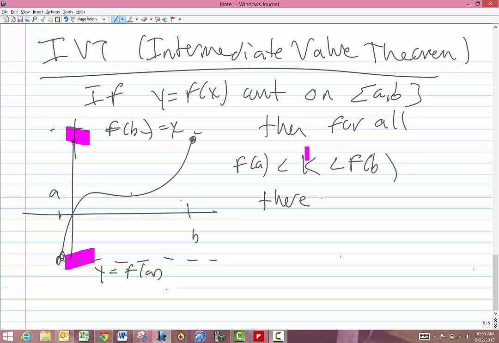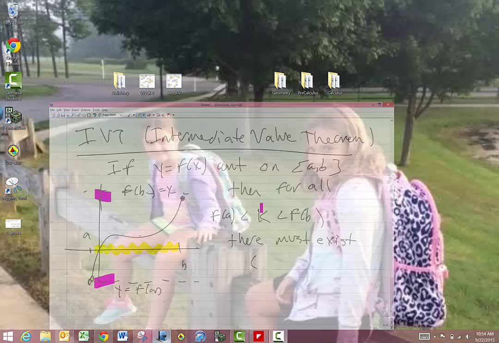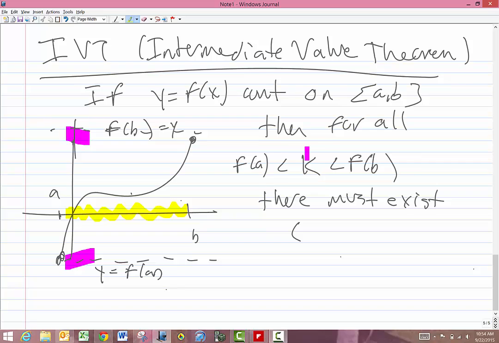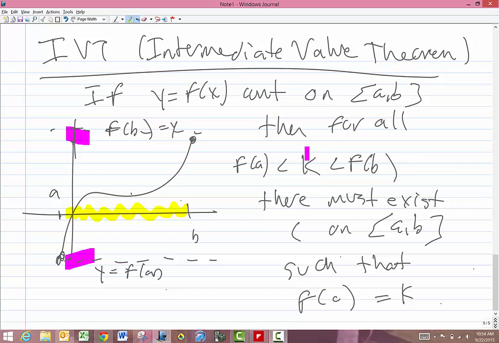So there exists some C, and C lives somewhere between A and B. So C lives somewhere along the x-axis, somewhere over here. There must exist some C, which is an element of the interval from A to B, on the interval AB, such that f of C equals that k, right? For any k we choose. Here's k, the y value, c is an x value.